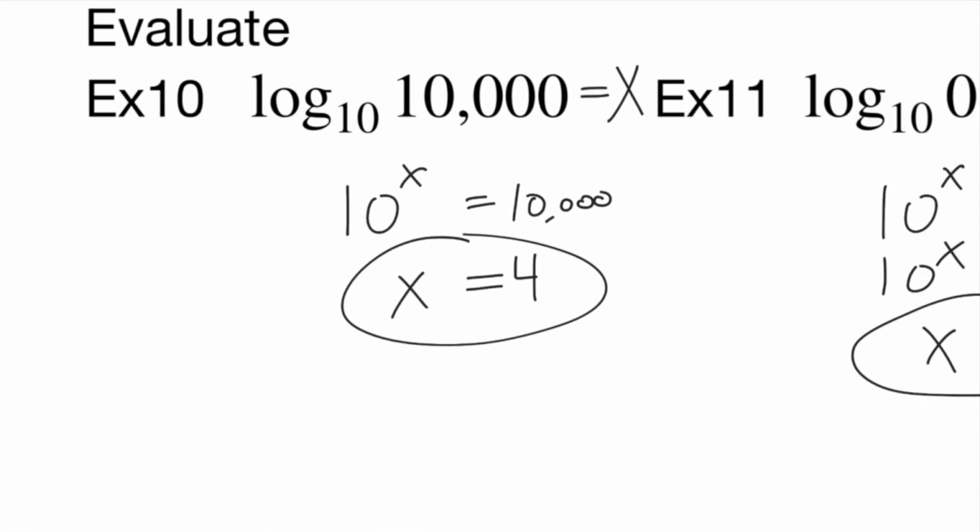Example 10, you've got log base 10 of 10,000, and in order to solve this, there's no equation. If you evaluate expressions, there's no written equation. But in order to convert this, you've got to turn it into an equation. We introduce x, and so when they give you just an expression, just write equals x, and then you can switch it around and say 10 to the what equals 10,000? Well, 10 to the 4th. 4 is the exponent.